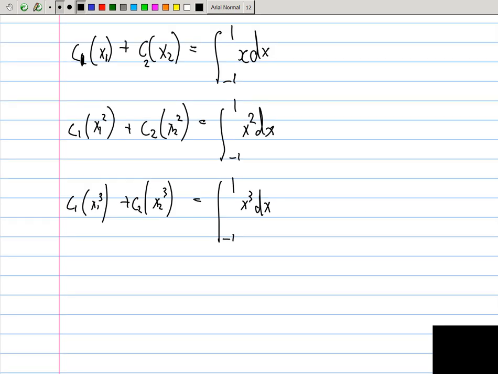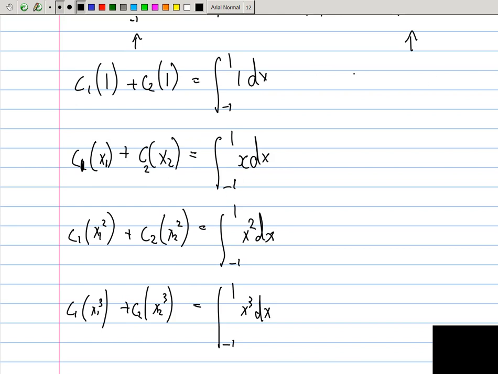Now, if we have a look at our individual integrals now, because it's a Taylor series, we can very easily integrate each of these. And we know that this is going to be equal to 2. This is going to be equal to 0 because we've got an odd value in the exponent. This one we know is going to be equal to 2 over 3. And this one is going to be equal to 0, again, odd exponent. And what we have here is equation 1, 2, 3, and 4. And we've got 4 unknowns, c1, c2, x1, and x2.